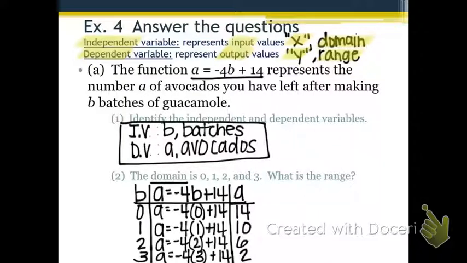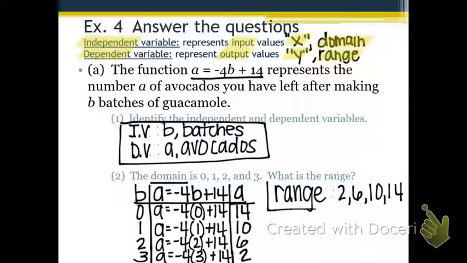But we're not quite done because it says, what is the range? Now, the range is the same thing as what? The dependent variable, which is A. So what is the range of this problem? 14. Careful. Oh, 2, 6. 2, 6, 10, and 14. We still want our range in order from least to greatest. And that is lesson 3.1.